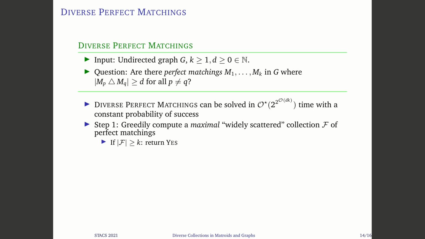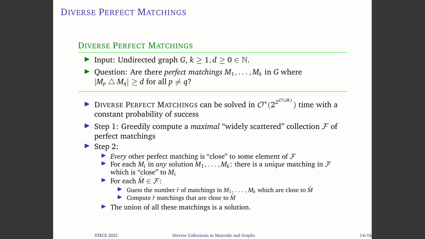This algorithm works as follows. First, it greedily computes a maximal widely scattered collection F of perfect matchings. What we mean by this is that the procedure is greedy. To build up this collection, it keeps finding matchings one after the other, and the Hamming distance between any pair of matchings that it finds is large. If we end up with a collection F of perfect matchings which contains at least k matchings, then because we insisted that every pair is at least d away, we can immediately return yes, since we have found a collection of perfect matchings which satisfy the condition in the question.